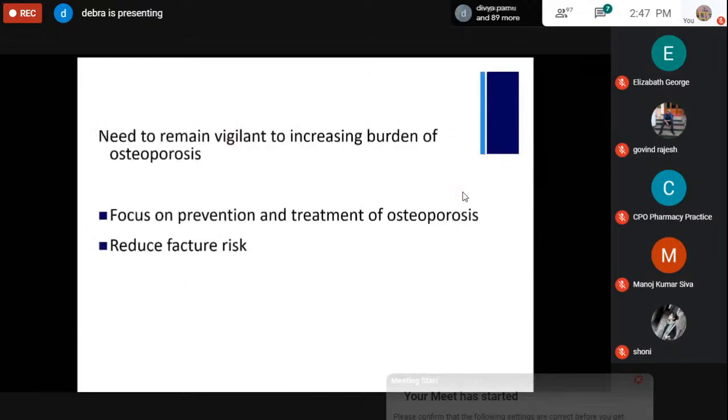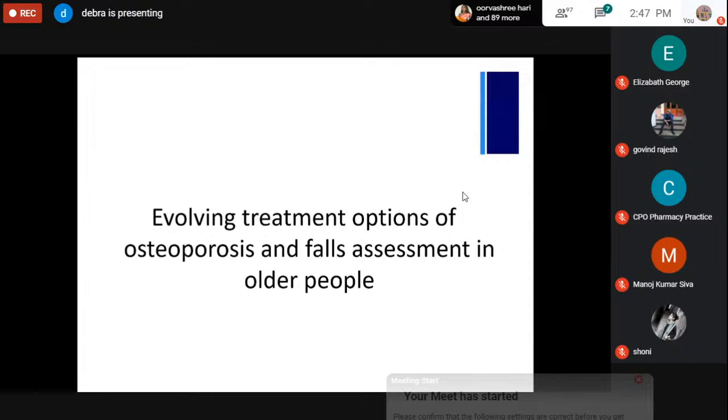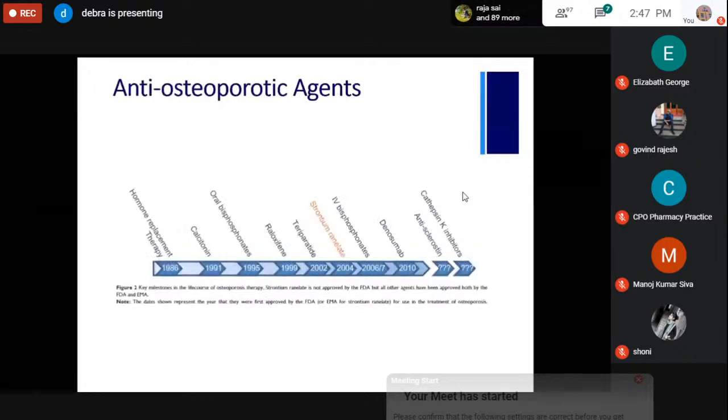So we do need to remain vigilant to the increasing burden of osteoporosis, but also to reduce fracture risk by recognising some of those factors that contribute to it, such as falls assessment and the medicines that older people may be taking that contribute to falls, because that would be a preventable way of reducing falls and the burden of a hip fracture. And I wanted to emphasise that before we moved on to the anti-osteoporotic medicines, because it's not just about treating BMD.